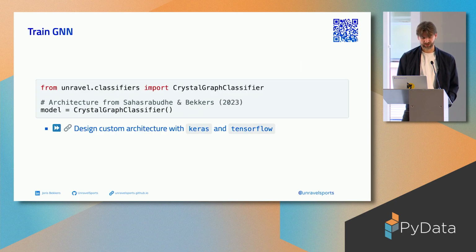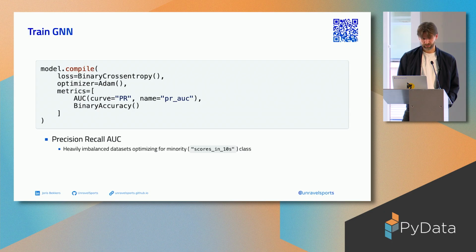And then we actually load our model. The crystal graph classifier, named like this because there are crystal convolutional layers in there, is the architecture that we found in our research to work very well. So that's built in by default. If you follow this link, you can see how to create your own architecture. And then we compile the model. We use a precision recall AUC because it works a little bit better for heavily imbalanced data sets, which we definitely have.